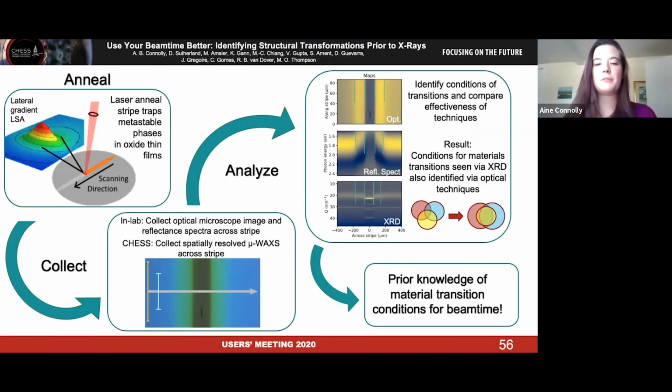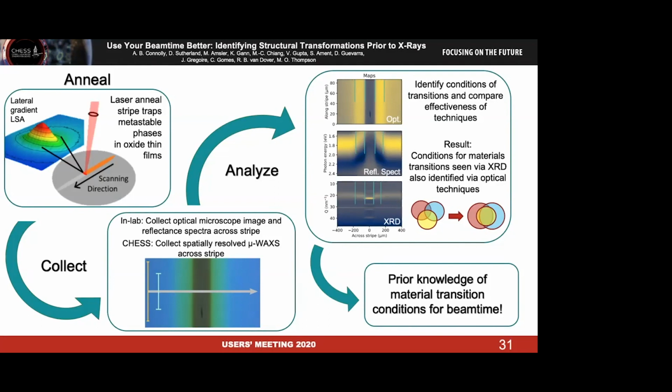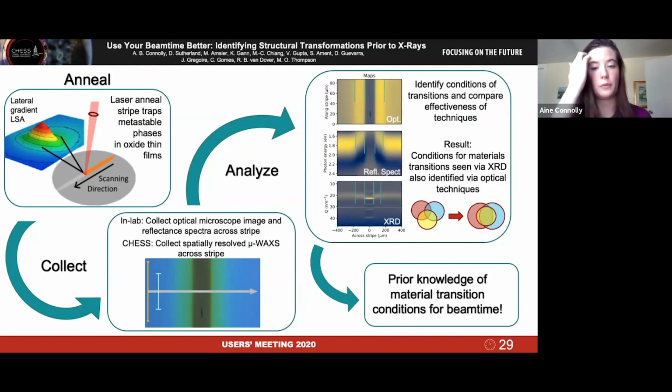Hi everyone, I wanted to present to you all a high throughput technique that we've developed to identify structural transformations prior to beam time. We laser anneal thin film oxide samples, trapping metastable phases. And each anneal stripe is at most 1 millimeter across, so we're able to fit 625 anneal conditions on each 4-inch wafer and up to over 120,000 conditions across a composition gradient wafer.